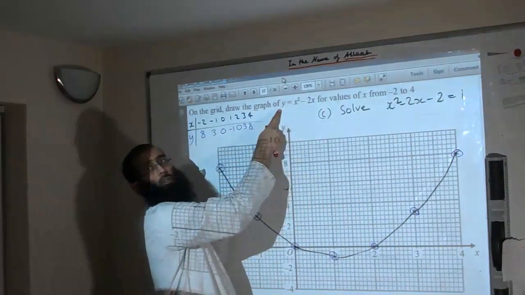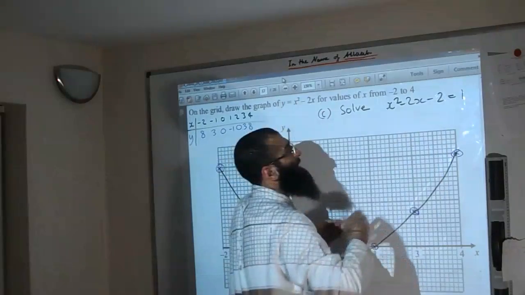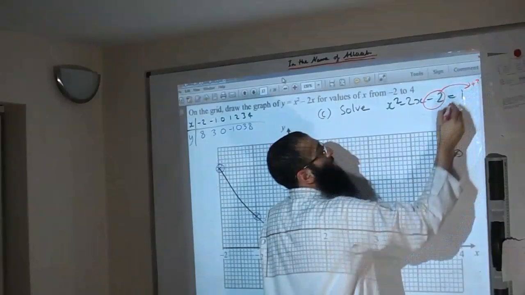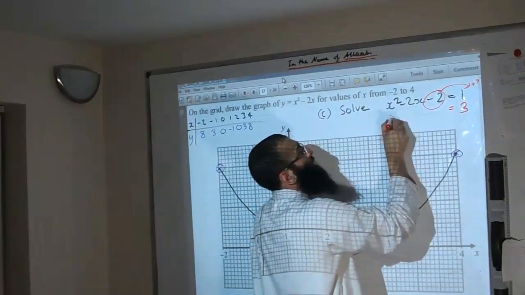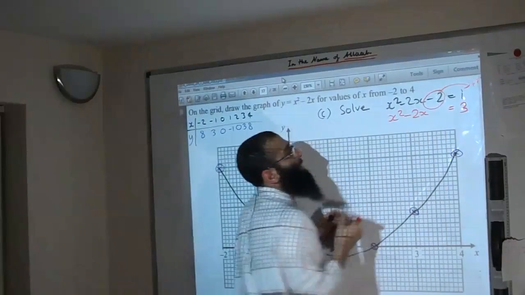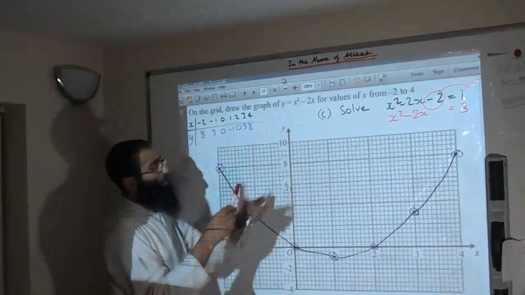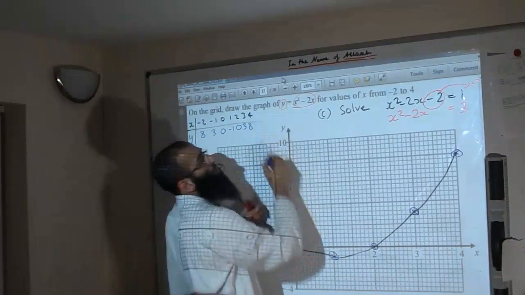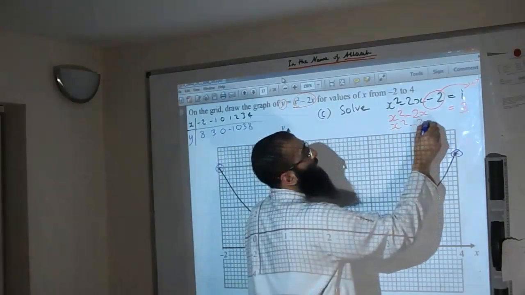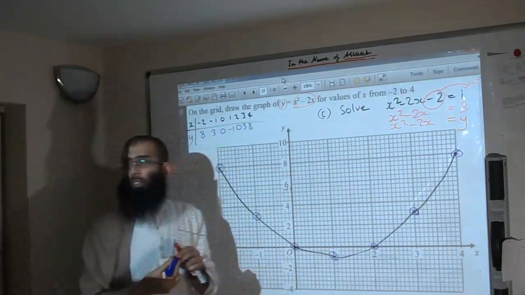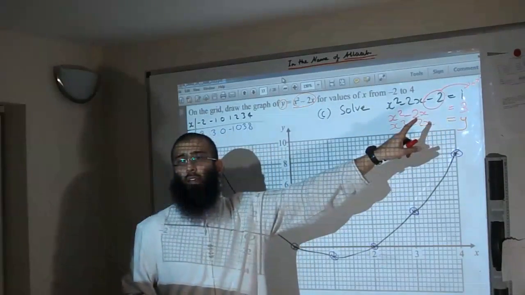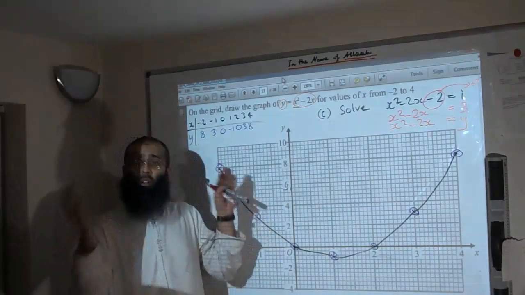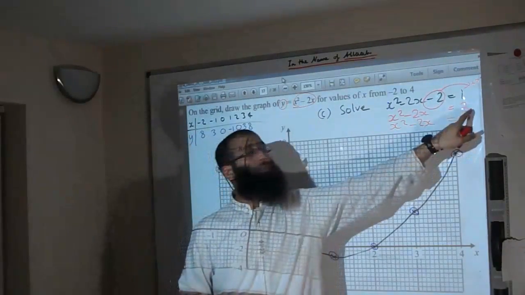Okay, normally this is equal to y, and now it's equal to 1. Let's get rid of this minus 2 to make it look the same. Opposite of minus 2 is add 2. Now let's compare this with the original one. In the original, x squared minus 2x was equal to y. What's in the place of y now? 3. So what they want you to do is draw another line on there, and that line is going to be called y equals 3.